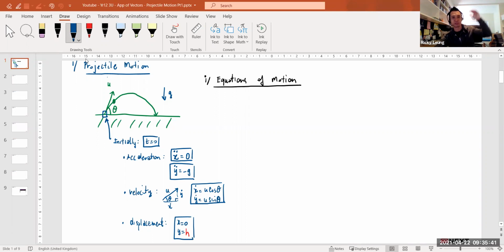Sometimes they'll project it off a cliff, in which case initially it's got a vertical distance. Also, sometimes you project from, say, the bottom of a hill, where 0 is actually above it. In which case the initial h is negative as well. So the h here denotes the initial height, yeah? And that's important.